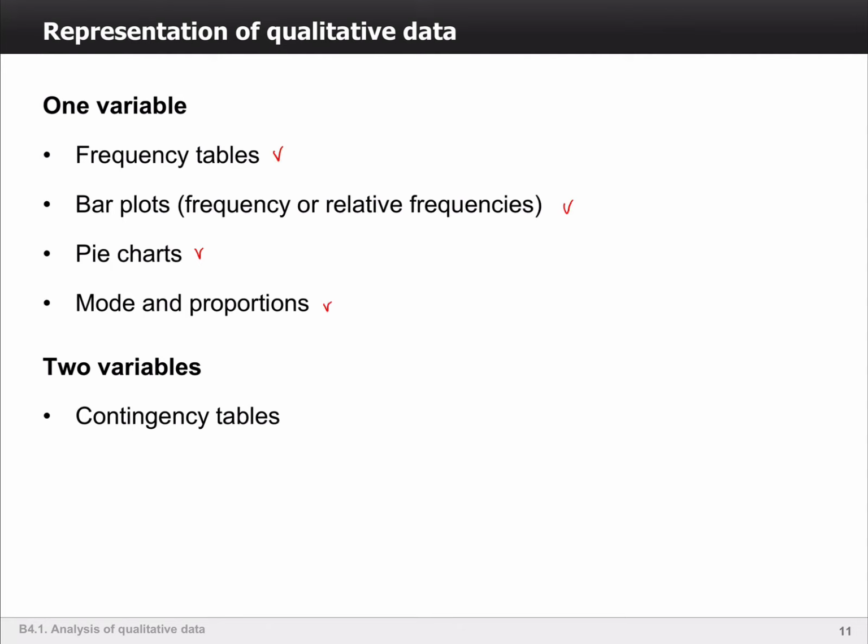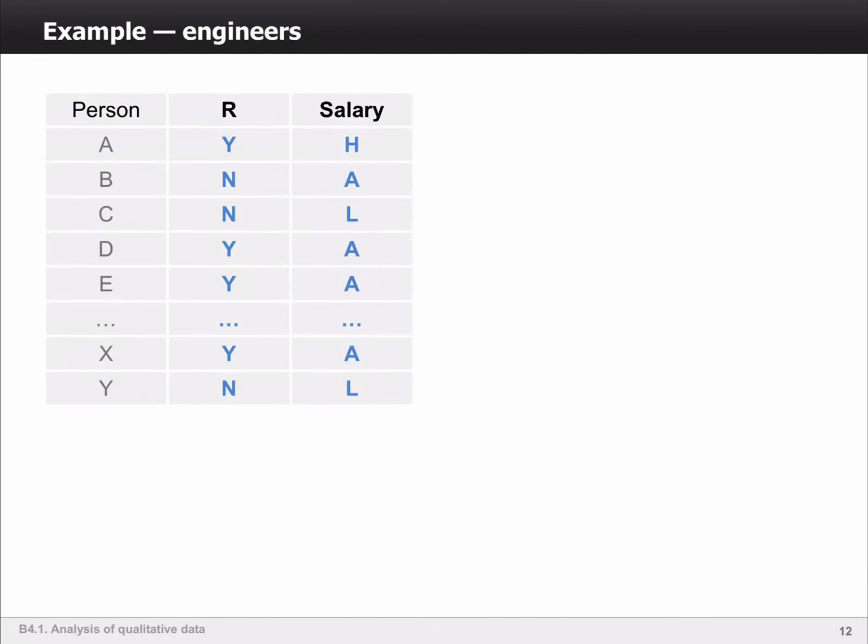If you have two variables, then you can also do a little bit extra. You can make a contingency table that tells you something about if two variables have any association or not. So we are going to discuss all these things in this learning sequence.